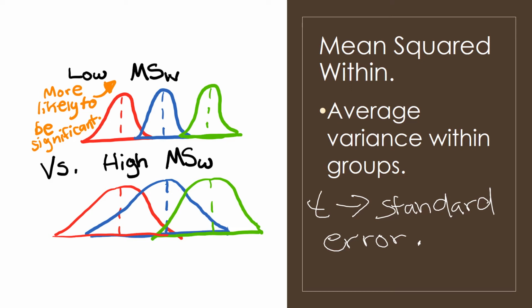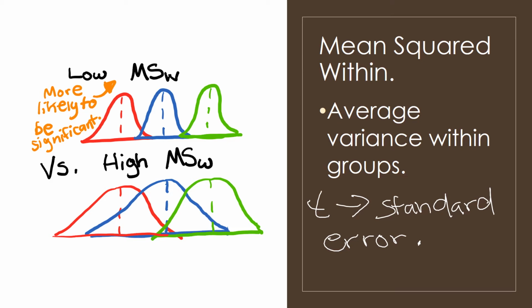And because the mean squared between is in a variance metric, we have to do the same for the bottom to make it comparable. And so we have the mean squared within, which is an average variance within the group. So in these two examples, the mean squared between is equal. The distance between the sample means is all equal. So, you know, the dotted lines are in the same place.